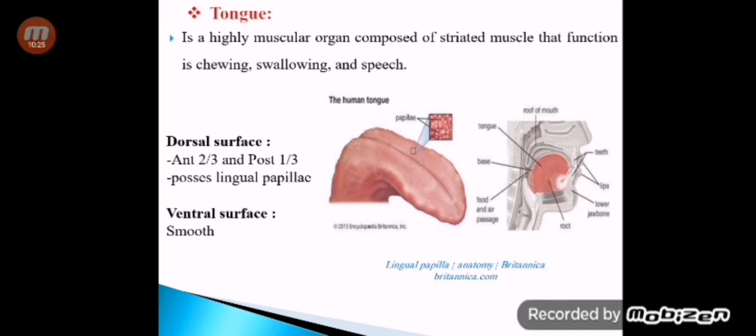Another item present inside the oral cavity is the tongue. The tongue is a highly muscular organ composed of striated skeletal muscle, whose functions are chewing, swallowing, and speech. The tongue has two surfaces, dorsal and ventral. The dorsal surface is divided into the anterior two-thirds and posterior one-third by a V-shaped line. This surface is rough because it has many projections named lingual papillae, while the ventral surface is smooth as it is devoid of these papillae.